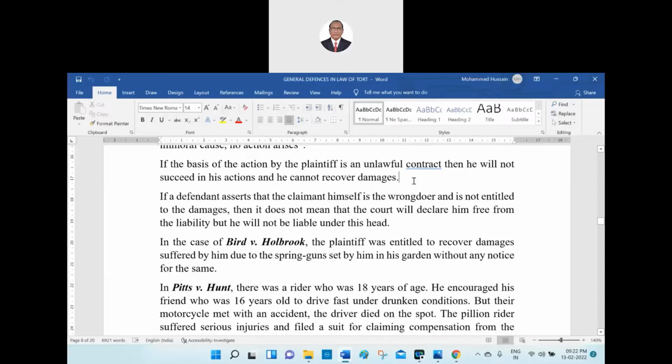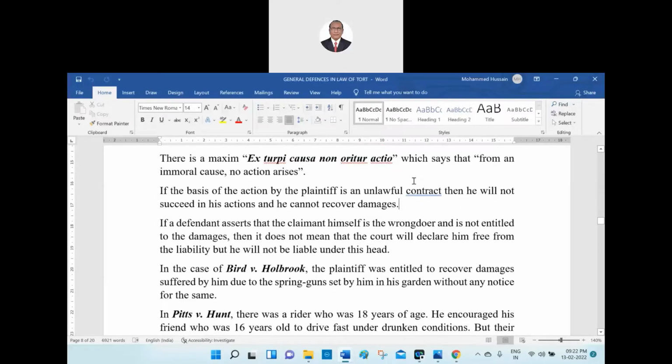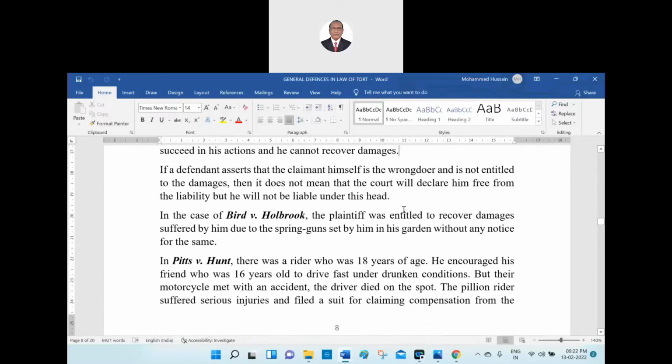Yes, sir. That is the meaning of ex turpi causa non oritur actio. That means from an immoral cause, the immoral cause being theft, no action arises. So if a defendant asserts that the claimant himself is the wrongdoer and is not entitled to the damages, it does not mean that the court will declare him free from liability, but he will not be liable under this head. But generally, when you make a contract, try to keep the contract.